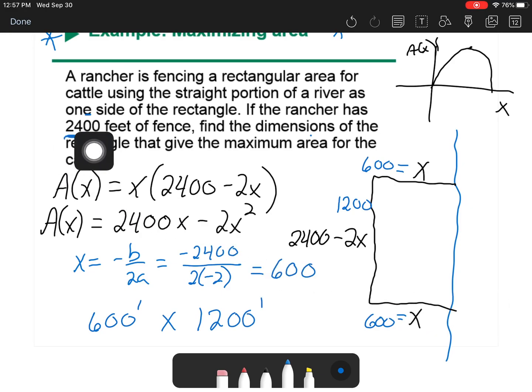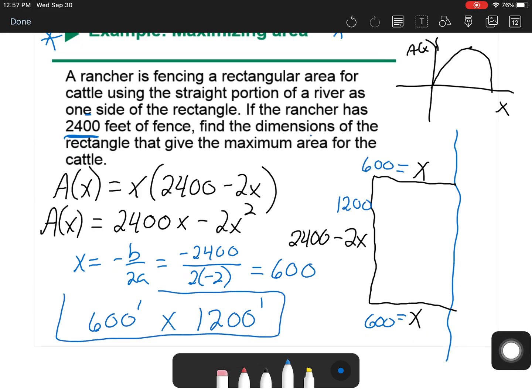And we should be able to enclose that. We have 2,400 feet of fence, and that's going to give us the maximum area. We can multiply that out and state what that area is. It doesn't really ask for it. It just asks for the dimensions. Okay, so that's how you're going to do a problem like that.